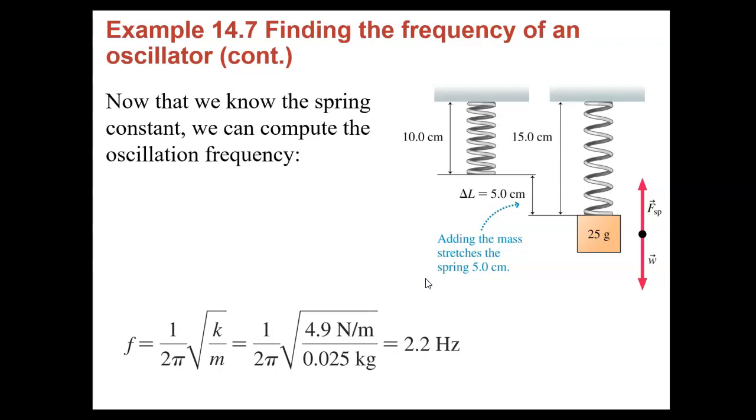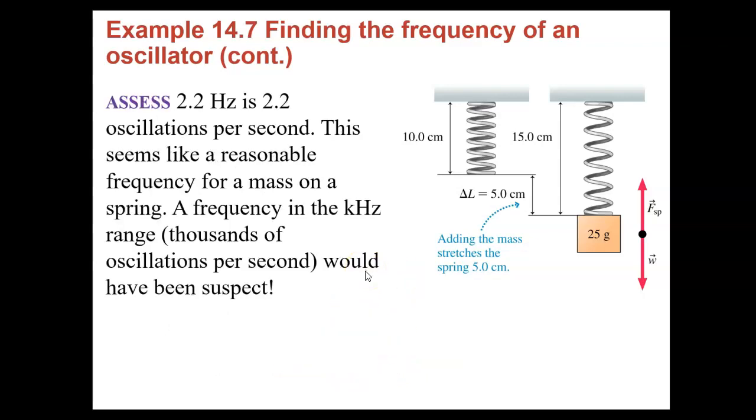Okay, and we can then calculate the oscillation frequency. The frequency is 1 over 2 pi times the square root of k over m. Then you solve it and you get a frequency of 2.2 hertz. 2.2 hertz is 2.2 oscillations per second. And we could figure out the period on that as well.